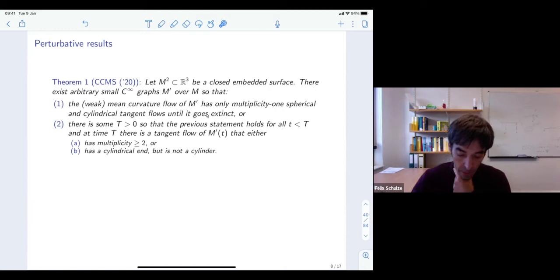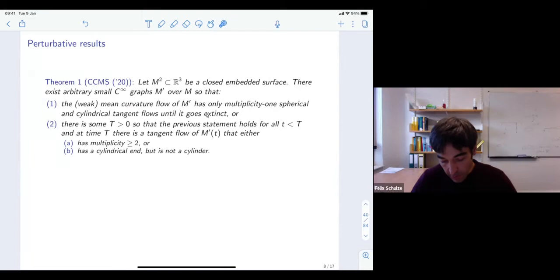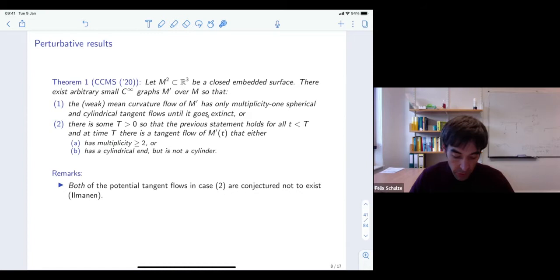So exactly a counterexample to this cylinder uniqueness conjecture. Interestingly, both of these possible counterexamples are conjectured not to exist. Both are conjectures of Tom. The cylinder uniqueness conjecture would rule out that case, and there's another conjecture, the multiplicity one conjecture, I guess one of the most fundamental conjectures in mean curvature flow, that you can have only multiplicity one for these singularity models. So you can't have sheets coming together. That should contradict the strong maximum principle.